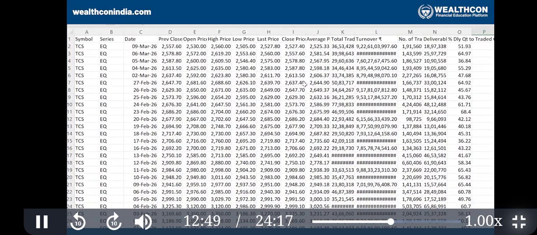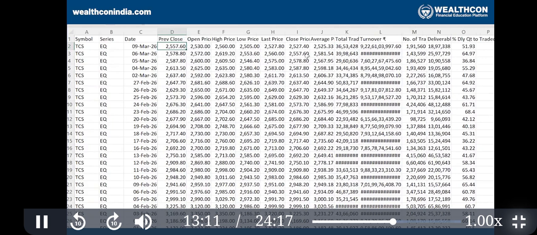This will be the raw data available. Here is the time frame, this is daily data. That means this single row represents the information of that particular day. So 9th March 26. Now this is in latest first, going backward. This is the previous closing data, that means the previous closing was on 6th March.